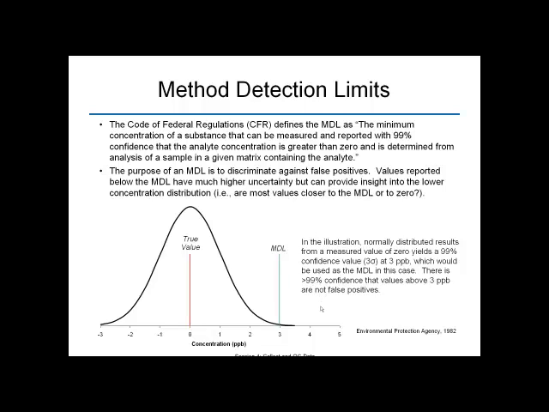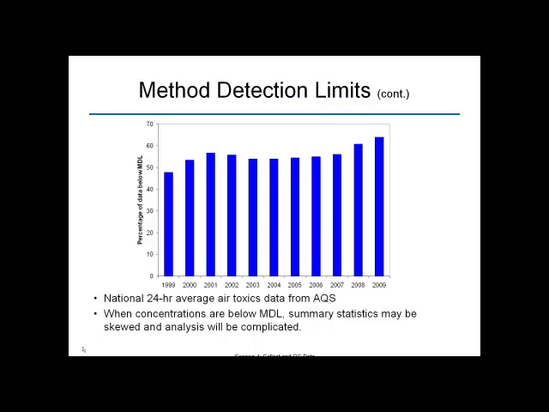Okay, so why is that important? So here's a bar chart showing over time the percentage of samples in the Air Quality System, US EPA's data repository archive, which has millions of air toxics measurements reported per year. What fraction of them are reported below method detection limits?